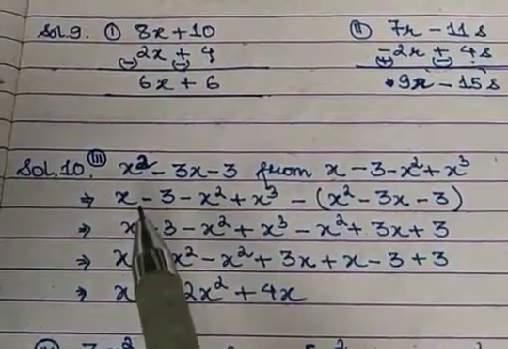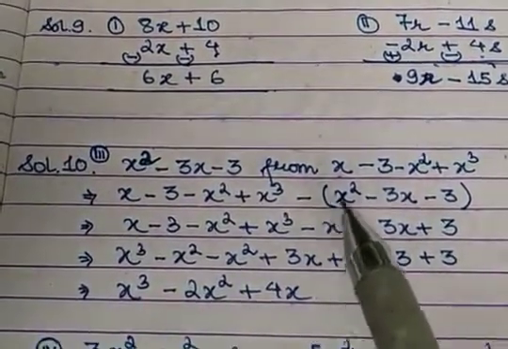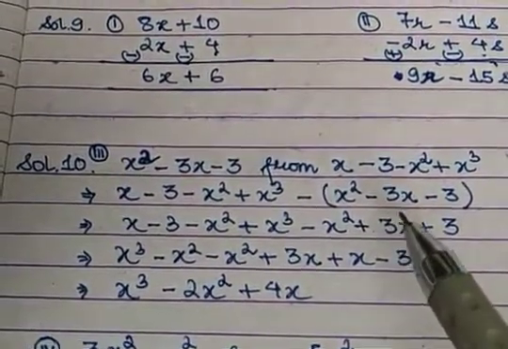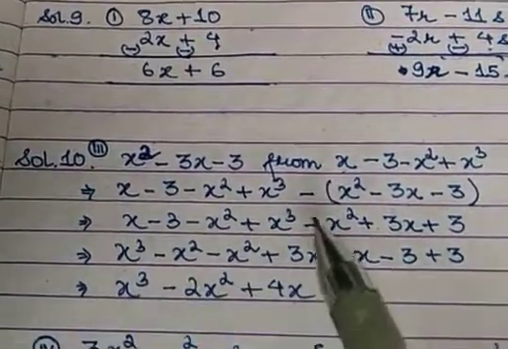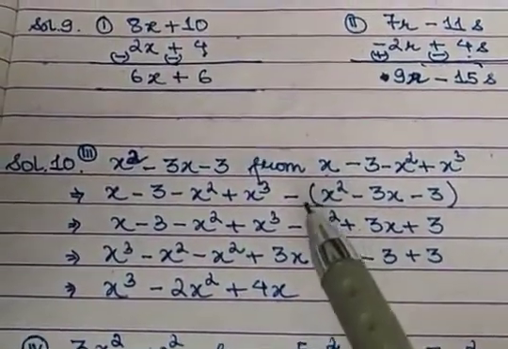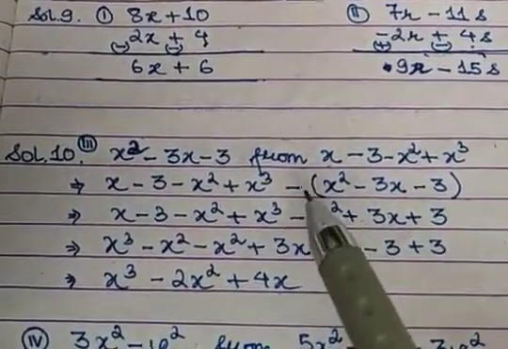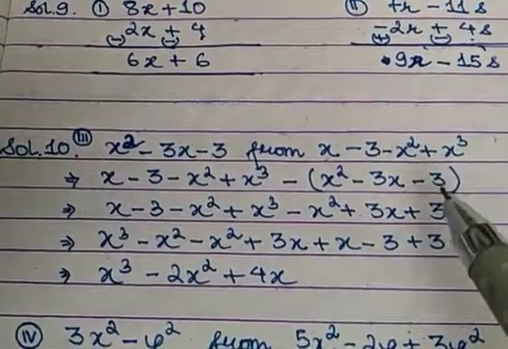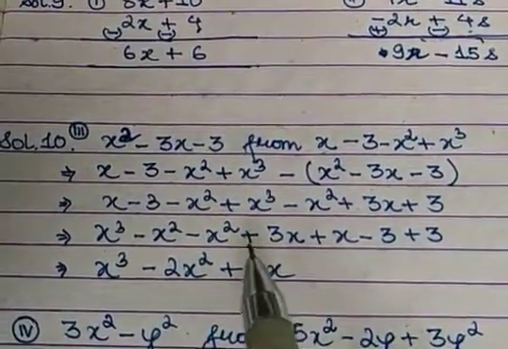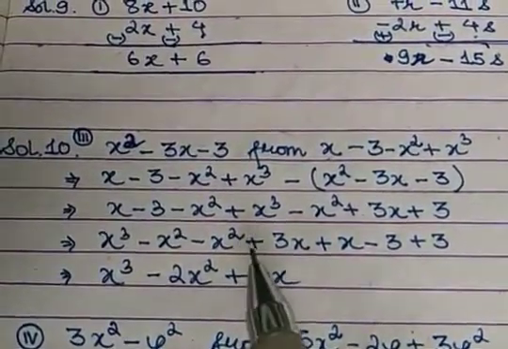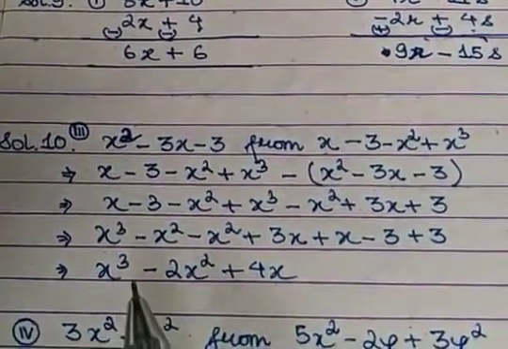So it is x minus 3 minus x squared plus x cubed minus, within the bracket we have x squared minus 3x plus 3. After opening up the bracket, what do we have on the third line? Bracket means multiplication, so minus into plus is minus x squared, minus into minus is plus 3x, minus into minus is plus 3. Then after this line, I have arranged the terms and kept them in the standard form. And what is the standard form? The powers of the variable should be in decreasing order.